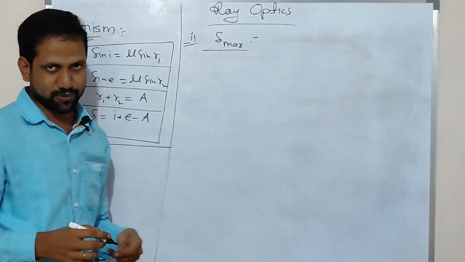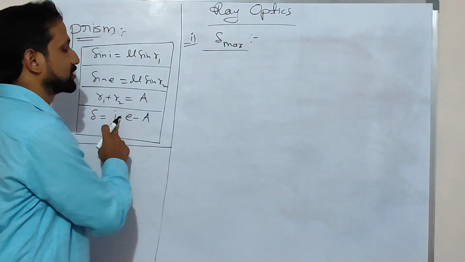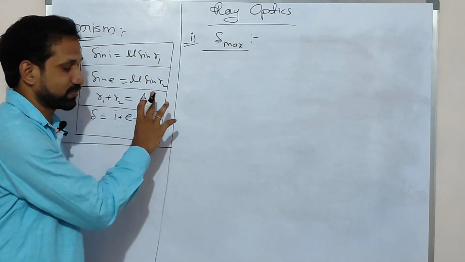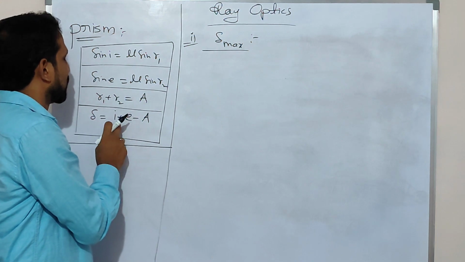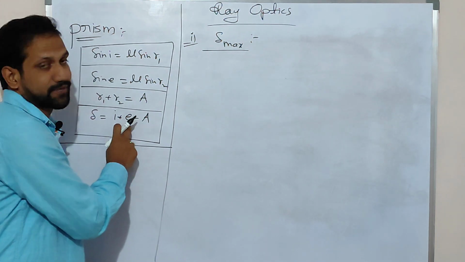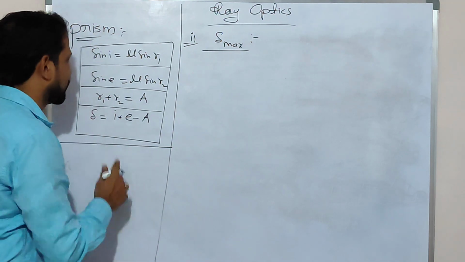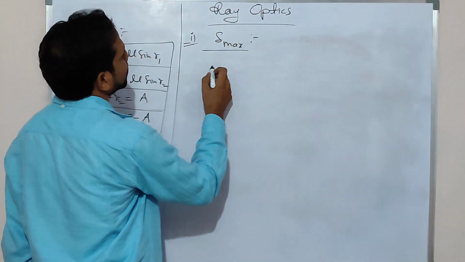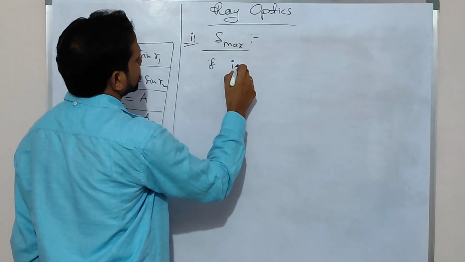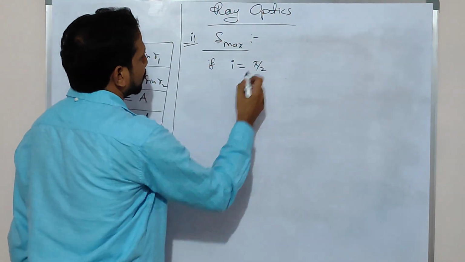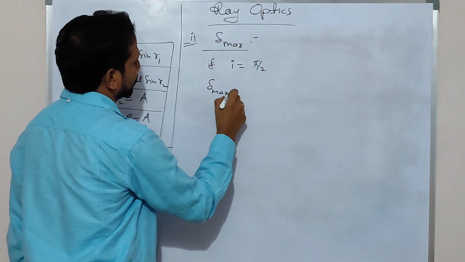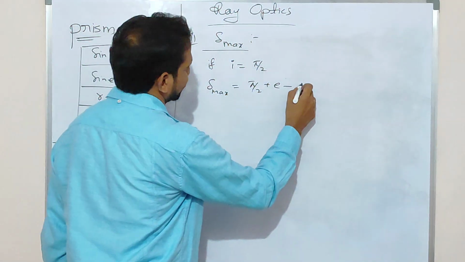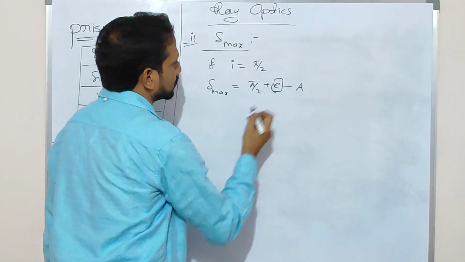So the deviation is maximum if the angle of incidence is 90 degrees. Because anyway the angle of prism is going to be fixed for a given prism, for the angle of emergence and angle of incidence, if any one is maximum, then the deviation is going to be maximum, and that too the incident angle, if it is maximum, that is 90 degrees, then the deviation will be maximum. So if the angle of incidence equals 90 degrees, then the maximum deviation will be pi by 2 plus E minus A. How much is this E, that we need to find here.